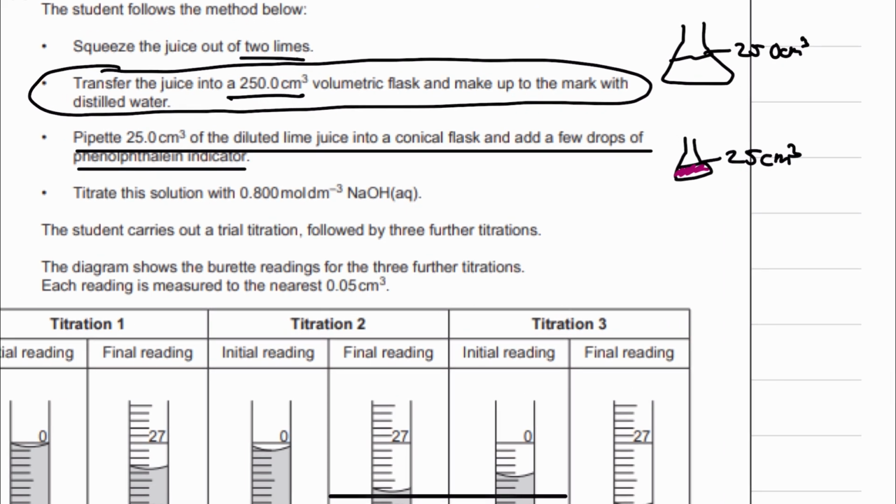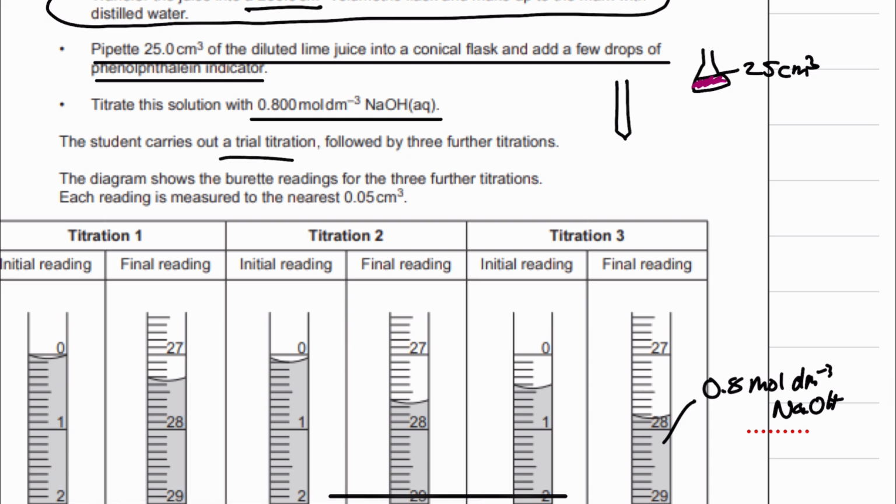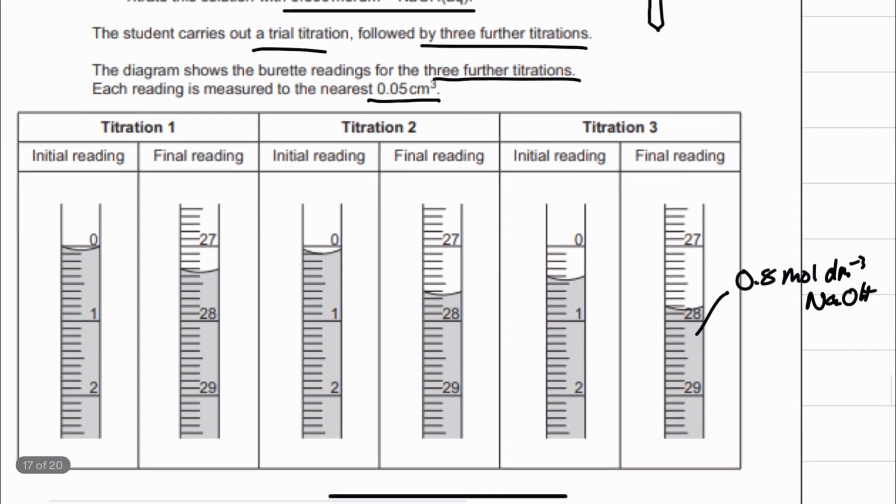He then titrates this solution with 0.8 moles per decimeter cubed of sodium hydroxide. So that means that within this titer here, oh, I guess they've given us it right here. This is 0.8 moles per decimeter cubed NaOH. The student carries out a trial titer followed by 3 further titrations. The diagram below shows the burette readings for the 3 further titrations. Each reading is measured to the nearest 0.5 centimeters cubed.